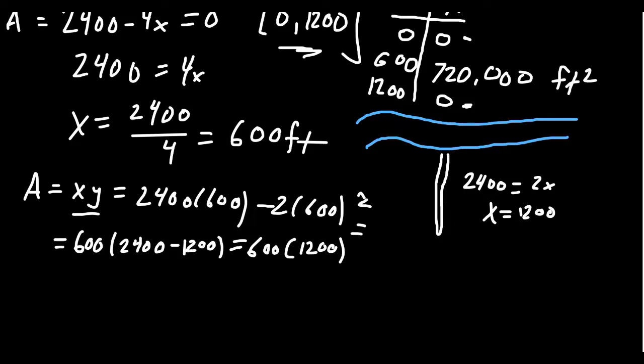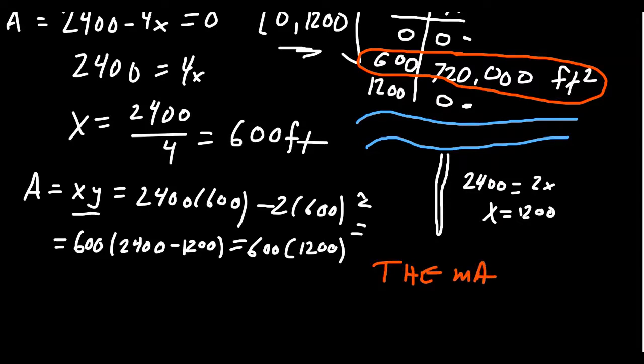By the extreme value theorem we've seen before, there has to be an optimal solution in this closed interval, and it's going to be either at the boundary or a critical number. And so we see right here that the optimal solution is going to be right here. If we record what we find here, the maximum area is going to be 720,000 square feet.